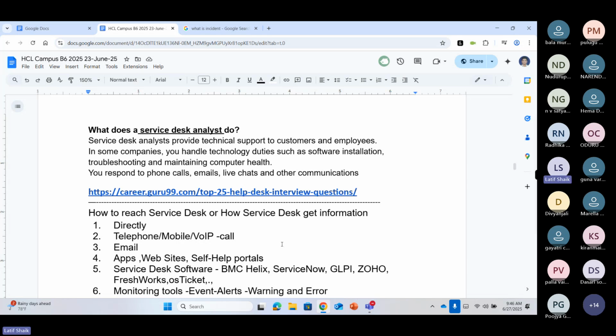In some companies, you handle technical duties. So this is a common statement for a service desk analyst, a common term. You handle technical duties such as software installation, troubleshooting, and maintenance of computer health. It depends on which project you are involved in, guys, and which part you are working on. Once you are recruited, where you will work, I don't know. Based on which project is available at that time, they will fill the people.